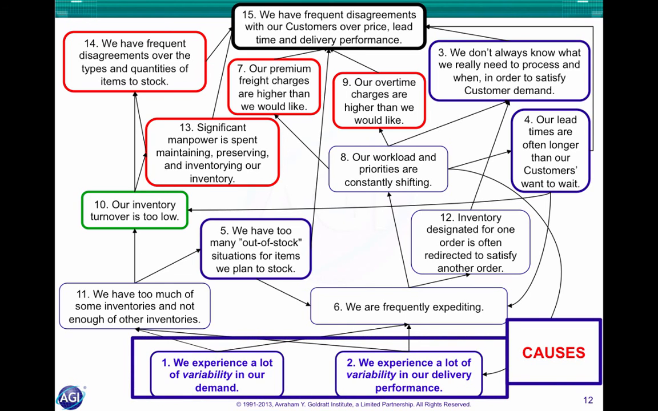It appears our initial assumption was correct, and variability in demand, number 1, and variability in delivery performance, number 2, are the underlying causes that we need to address. That leaves us with 2 not necessarily mutually exclusive courses of action.